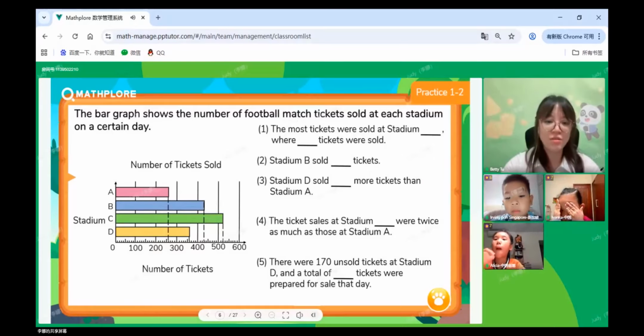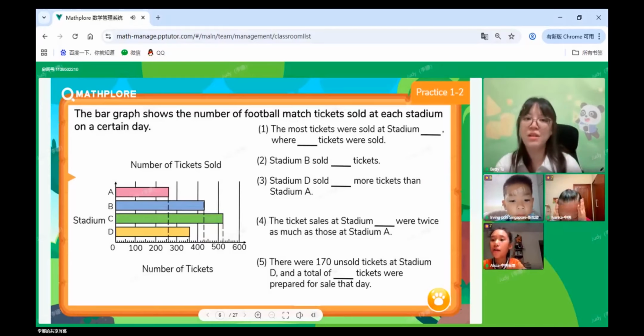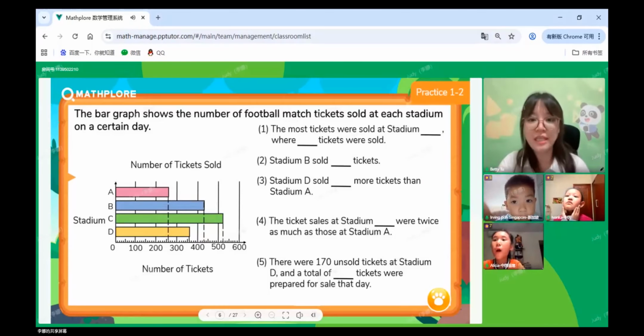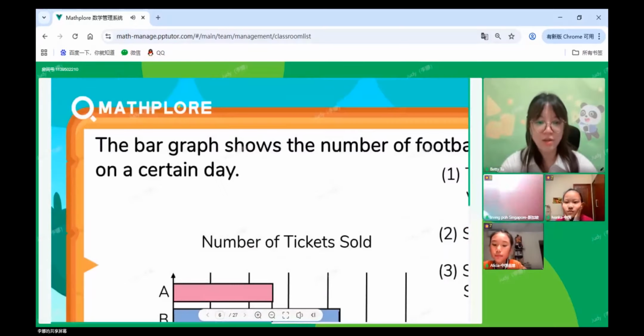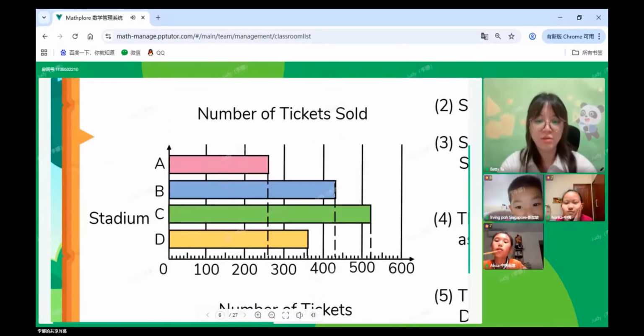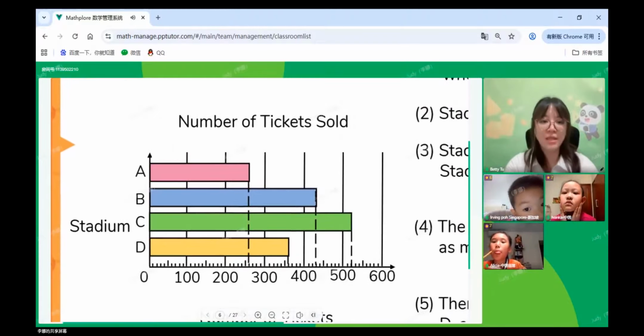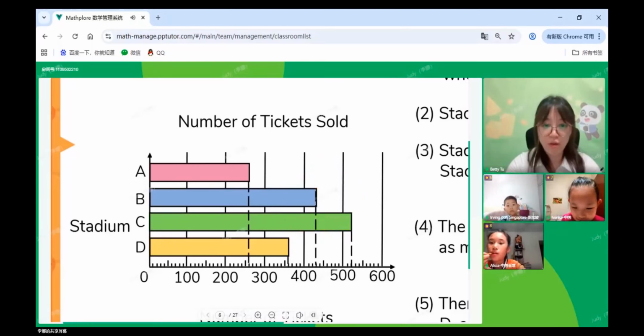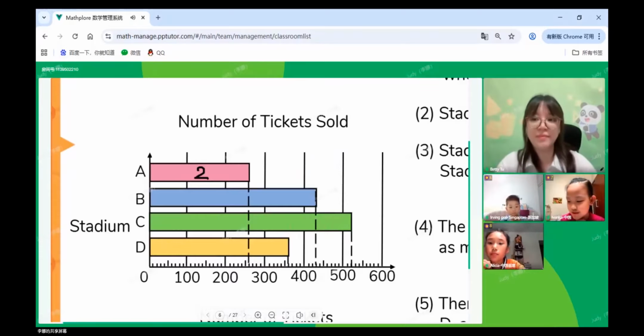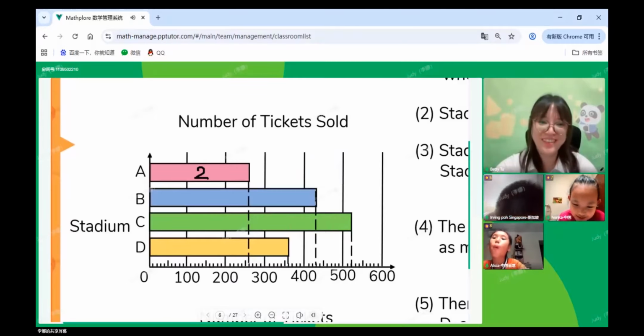This is a horizontal bar graph. This bar graph shows the number of football match tickets sold at each stadium on a certain day. Take a look at this horizontal bar graph. How many tickets did Stadium A sell? 260. Good. 256 or 260? 260. Exactly, 260.